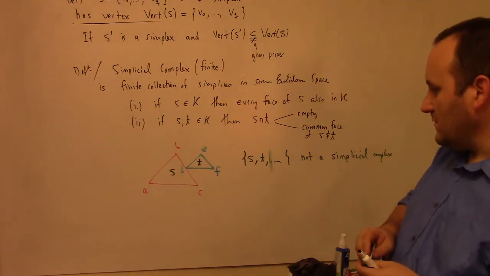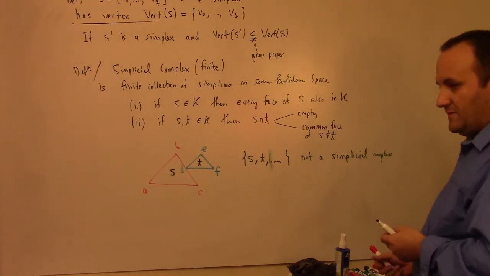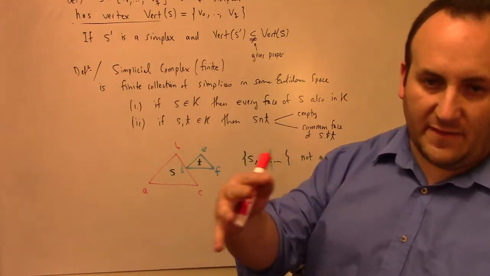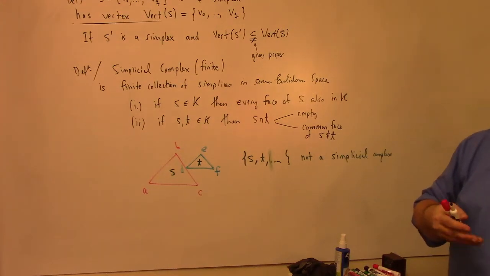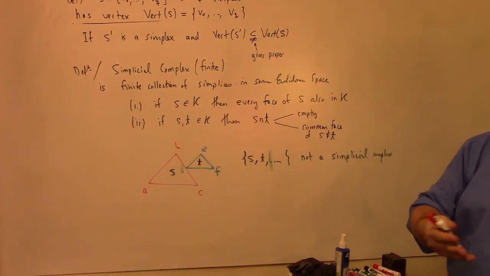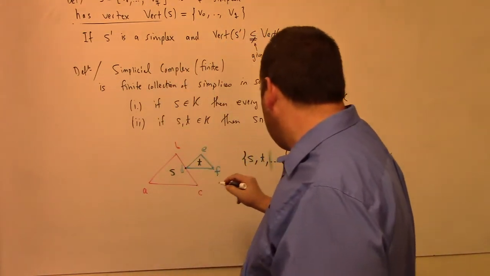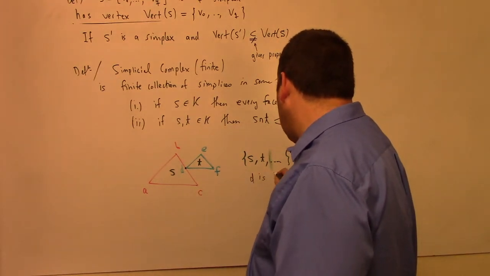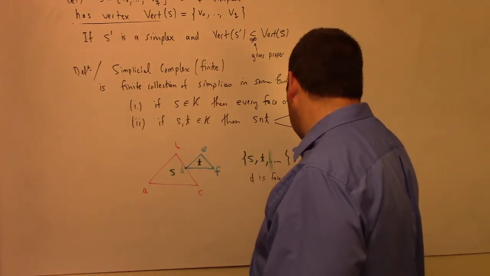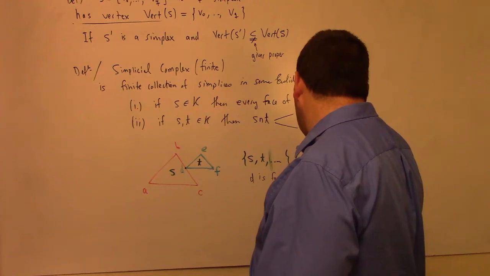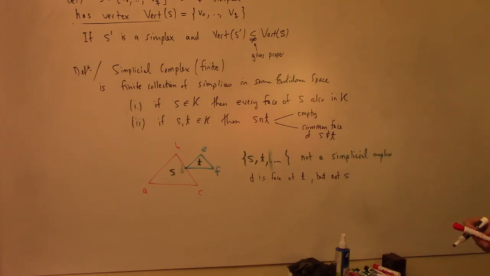Because the intersection, right? And so what is a face? I mean, a vertex is a face. It's any subaffine piece. So if you have a k-dimensional simplex, the faces could be k-1, k-2, k-3, and so on all the way down. Now here, the intersection, of course, is just the vertex D. So D is a face of T, but not S.